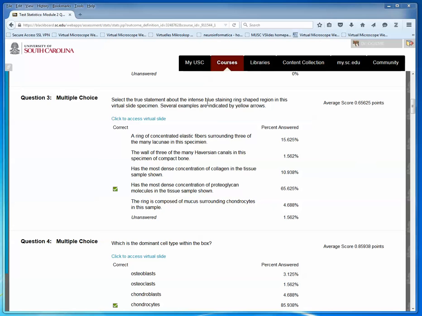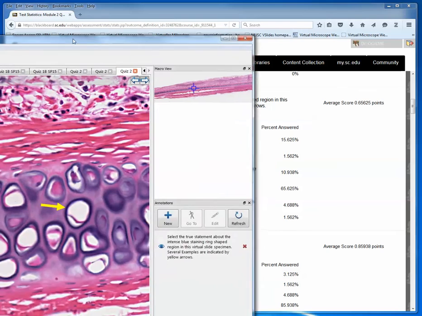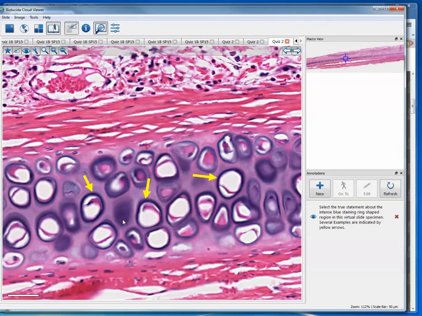Select a true statement about the intense blue staining ring-shaped region in this virtual slide specimen. The correct answer has the most dense concentration of proteoglycan molecules in the tissue sample shown. Well, it was cartilage. It was hyaline cartilage. And you can see the matrix here, the interstitial matrix, that's a little pink and less blue. And then right around the lacuna where the chondrocytes are enclosed is this intense basophilia stain. And the proteoglycans are basophilic. So that is the reasoning behind that.